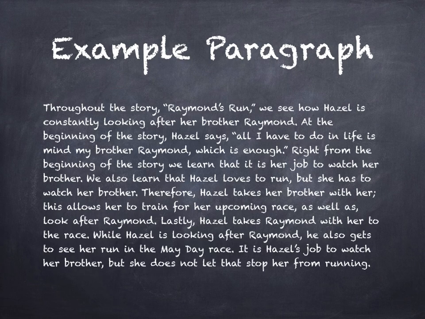So here is the example paragraph that I came up with. Throughout the story, Raymond's Run, we see how Hazel is constantly looking after her brother Raymond. At the beginning of the story, Hazel says, "All I have to do in life is mind my brother Raymond, which is enough." Right from the beginning of the story, we learn that it is her job to watch her brother. We also learn that Hazel loves to run, but she has to watch her brother. Therefore, Hazel takes her brother with her. This allows her to train for her upcoming race as well as look after Raymond.